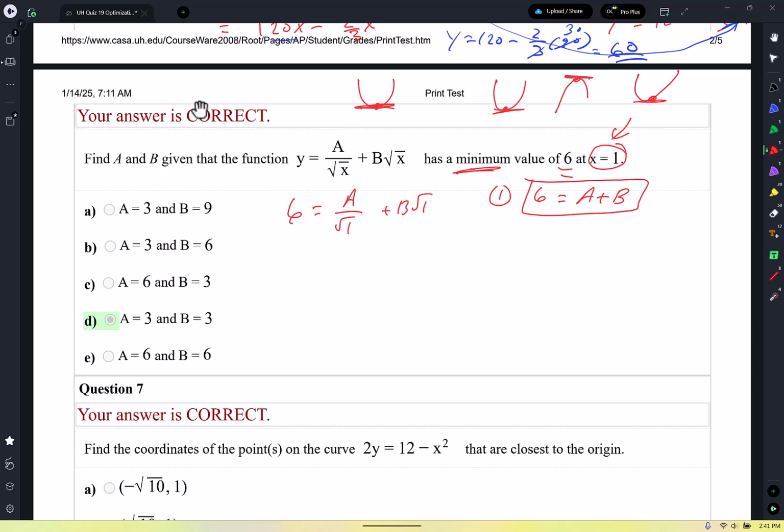All right, here we go, guys. Just rewrite it: this is a x to the negative half, and this is b x to the half. So here we go. y prime equals negative 1/2 a x to the negative 3/2, plus 1/2 b x to the negative half.